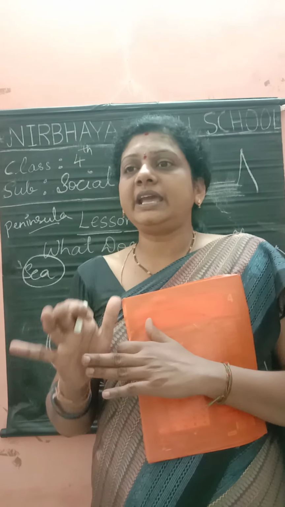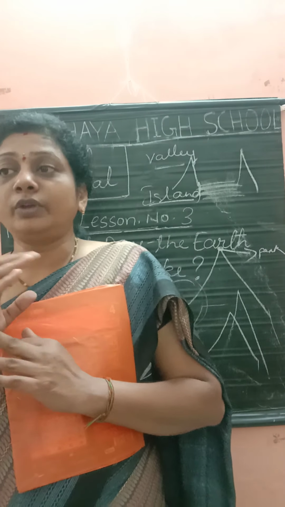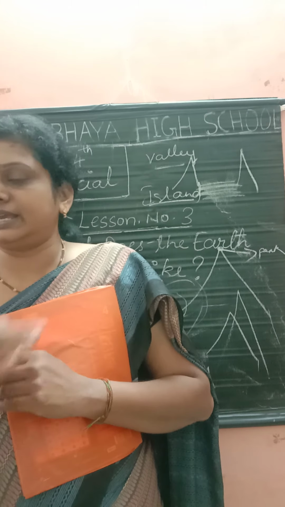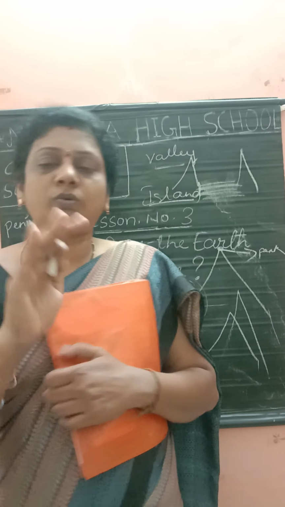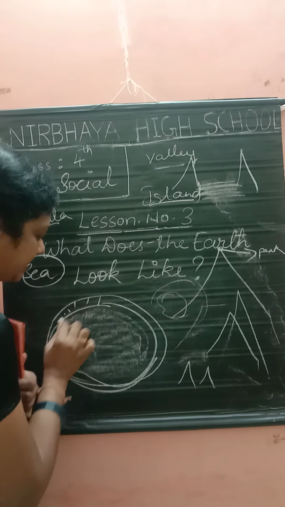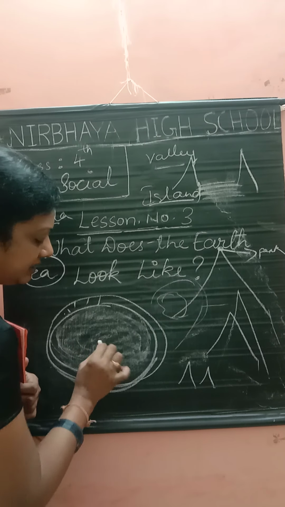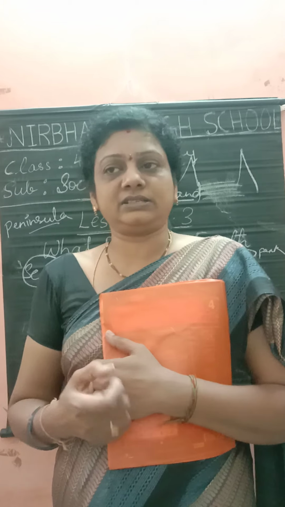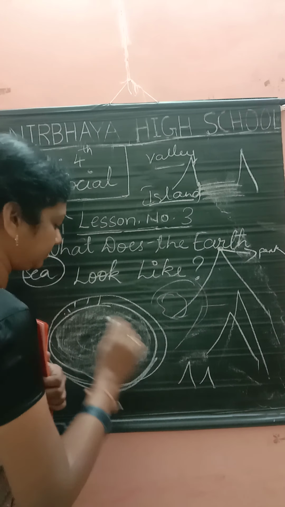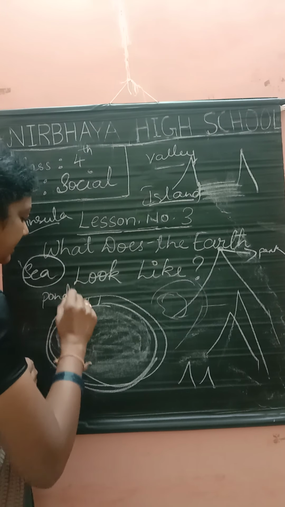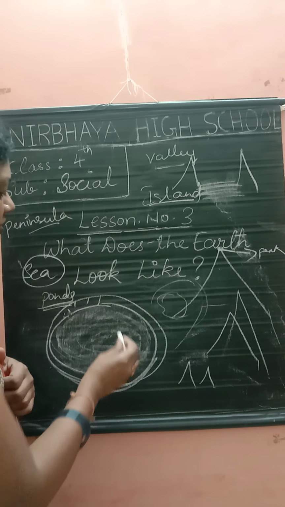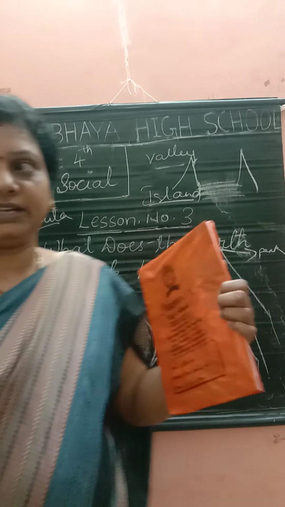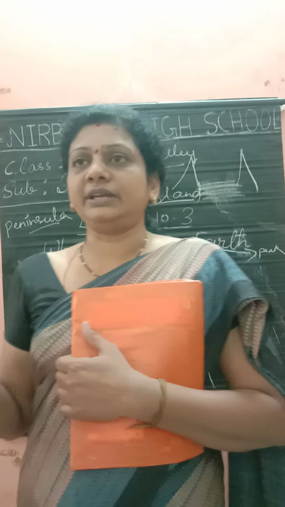Lakes are not flowing bodies of water. The water will stay only in this area if it is a lake. And ponds are smaller than lakes. There are ponds also. They are smaller than the lakes. Lakes are big.